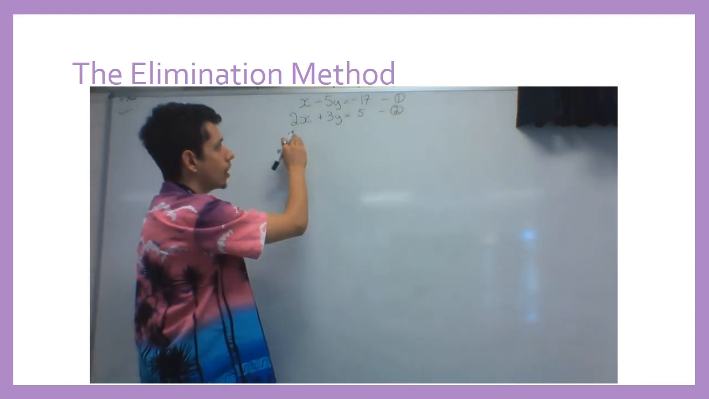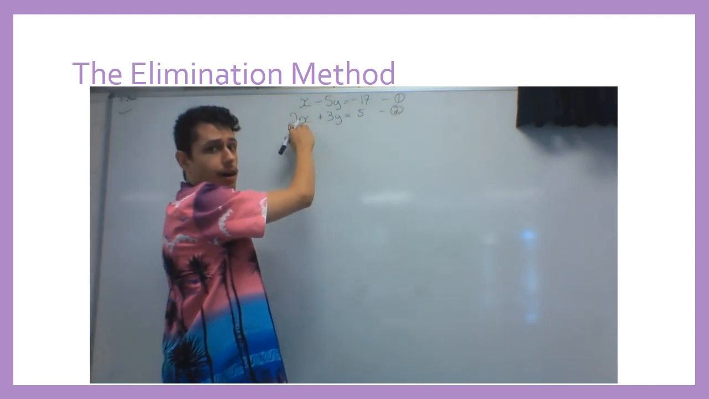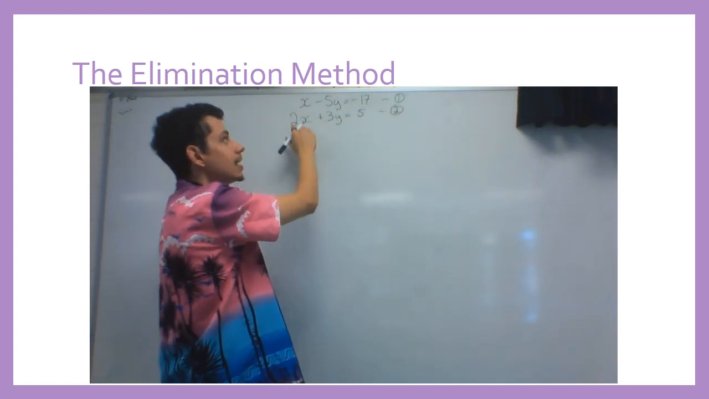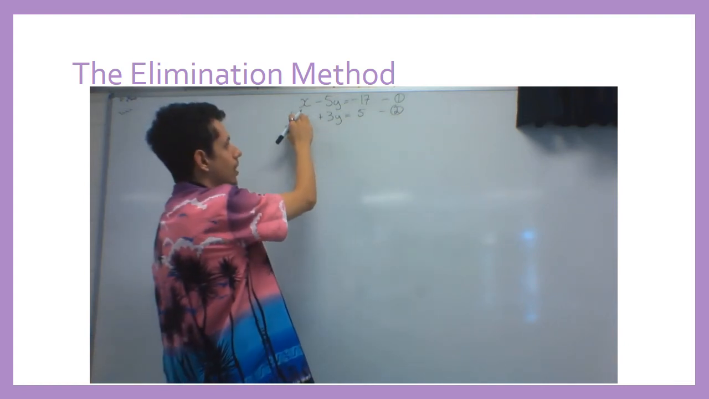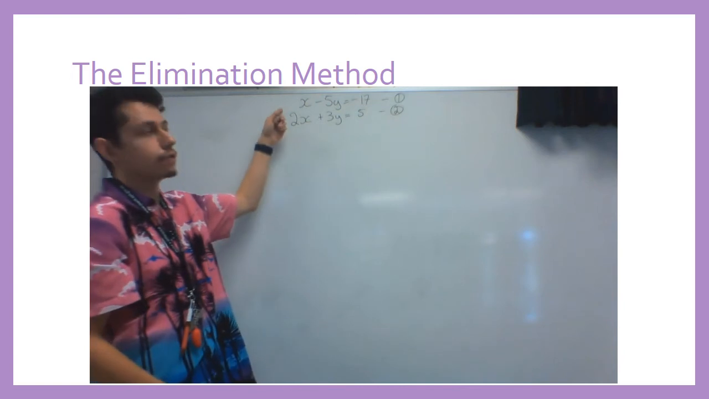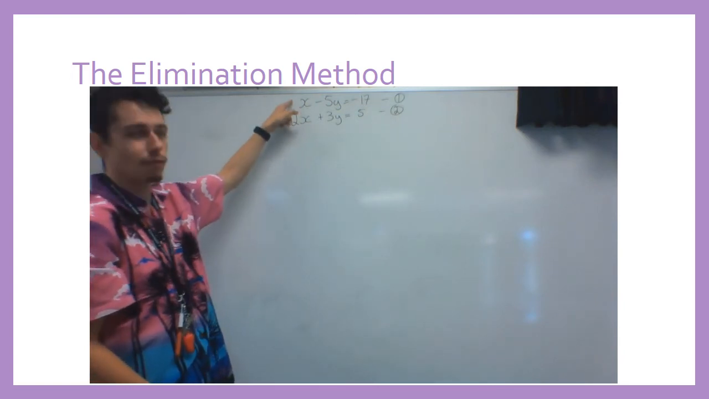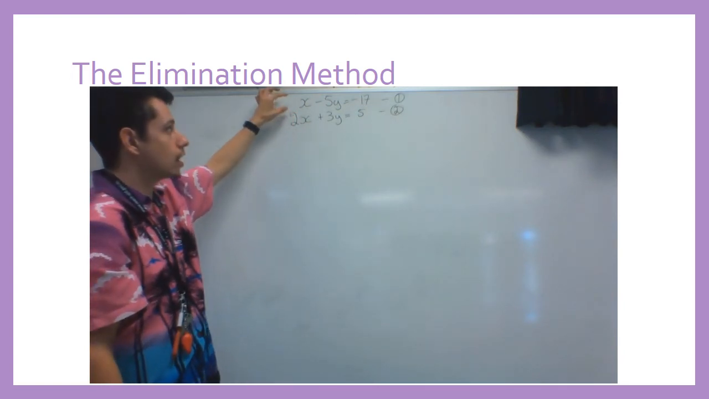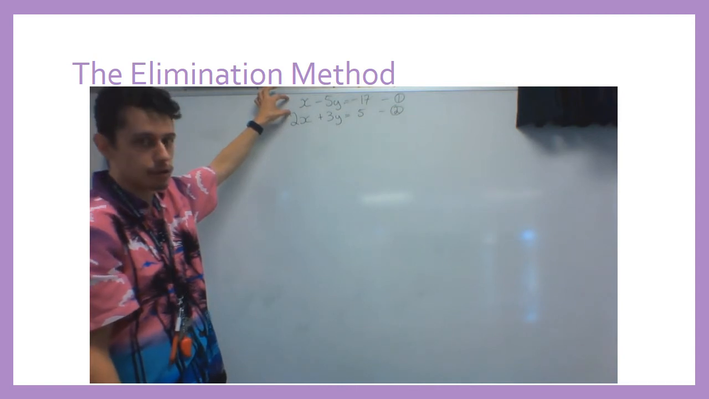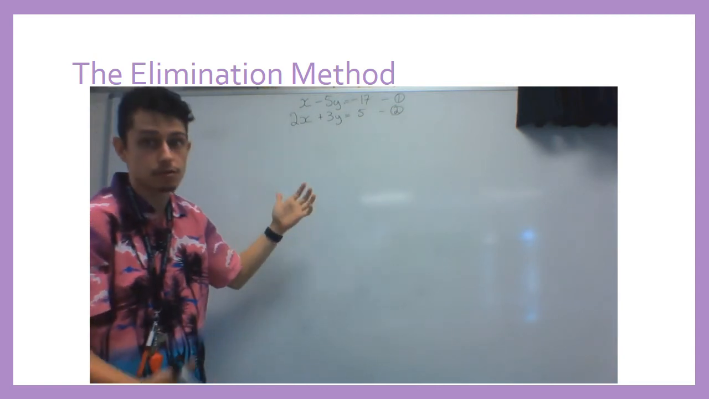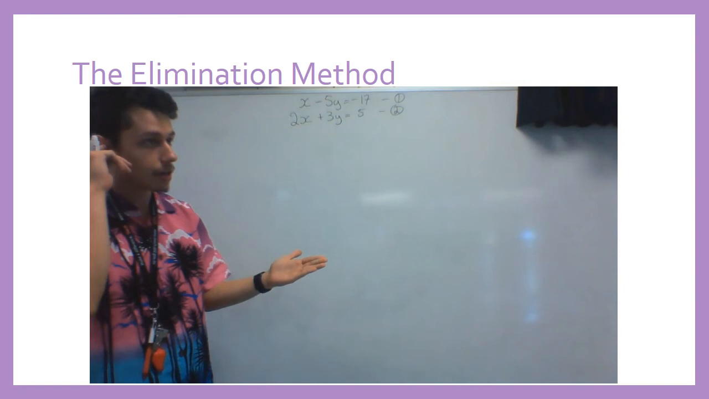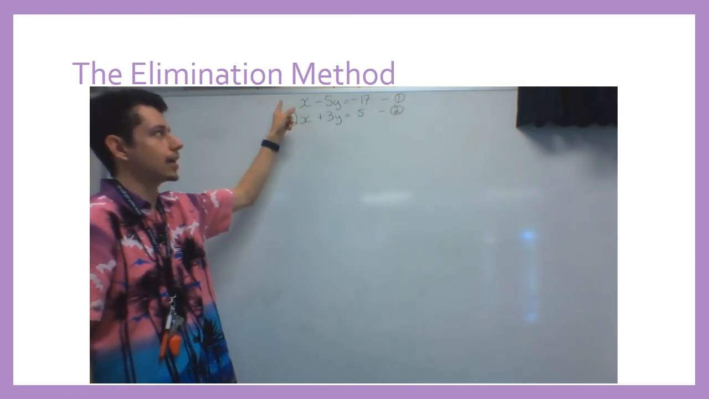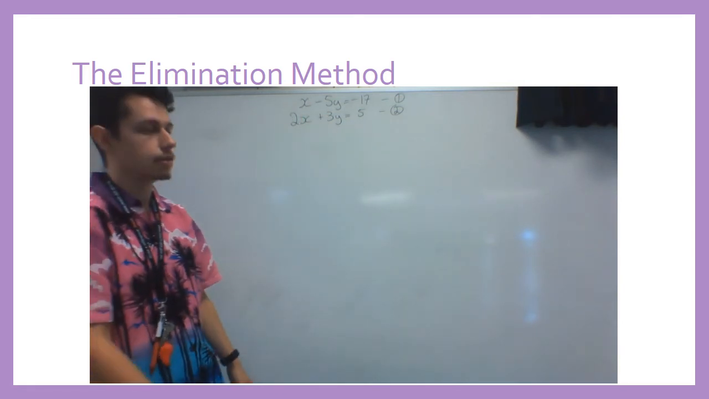So I can see here that we're going to eliminate the x's, and they have the same sign but a different coefficient. This is a 1 if we don't write it, right? So if I multiply this 1 by 2, it'll be the same coefficient, so I can eliminate them. But I can't just multiply x. I have to multiply the whole equation by 2.